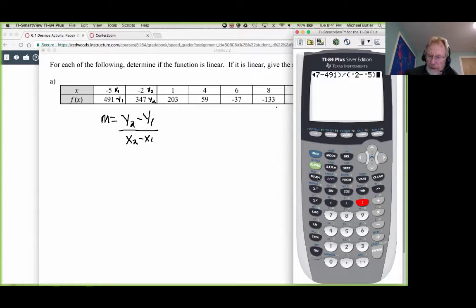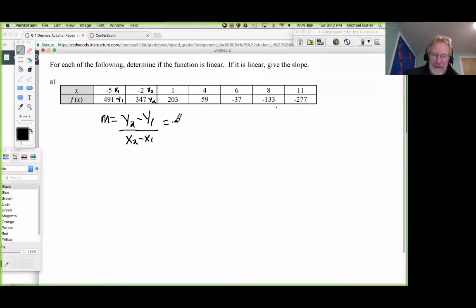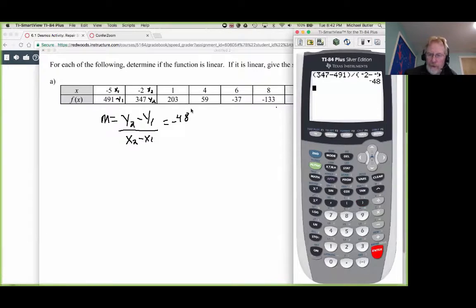So to make my life a little bit easier, I'm going to press the math key. And the first option in the math key is to give it back to me as a fraction. No, it wasn't. Never mind. Okay, so I got back -48. All right, cool. All right, so let's go try the next set of values here.